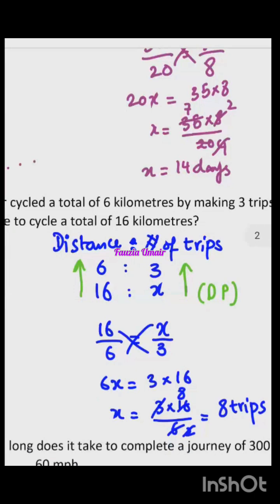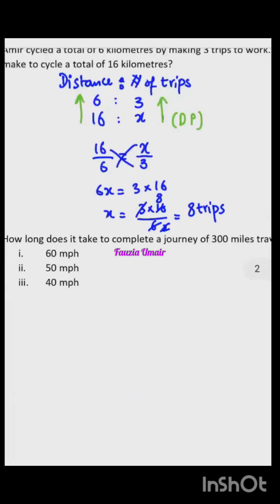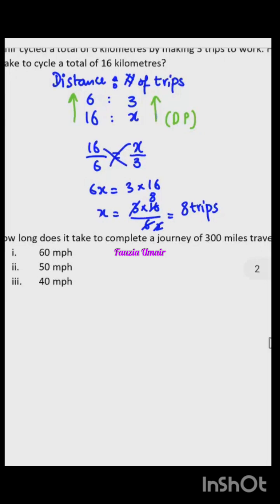So this question has 3 parts. The question is, how long does it take to complete a journey of 300 miles traveling at 60 miles per hour, 50 miles per hour, and 40 miles per hour? So this is a tricky question. The first part we are going to solve. So who can tell me what are the two things compared?